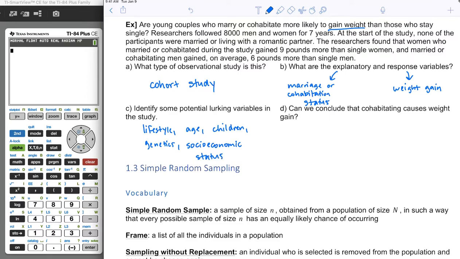And then D, can we conclude that cohabitating causes weight gain? And the answer is absolutely no. You can never use a study to claim causation. You can only use a study to claim association or correlation. If you want to claim causation, you must do an experiment, but an experiment here wouldn't really be practical, so a study was probably the best they could do in this scenario.